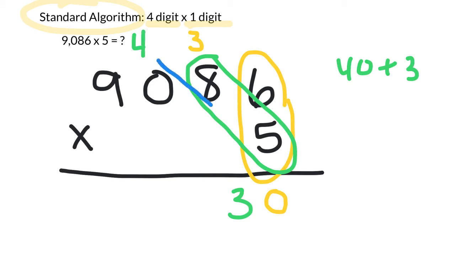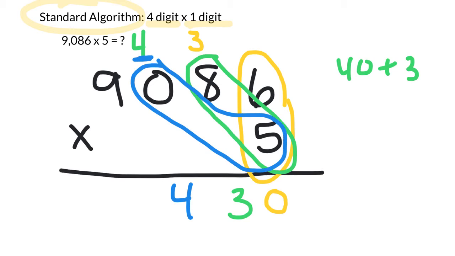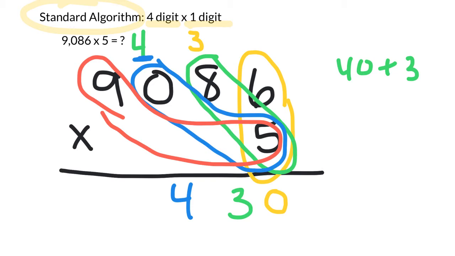My next step is to multiply 5 times 0. 5 times 0 is 0, and then I need to add the 4 that I carried. 0 plus 4 is 4. Last step, I need to do 9 times 5. 9 times 5 is 45, and I have no number that I carried this time, so I can just write 45. My comma would go right here, so there it is. 9,086 times 5 is 45,430. And that's the standard algorithm.